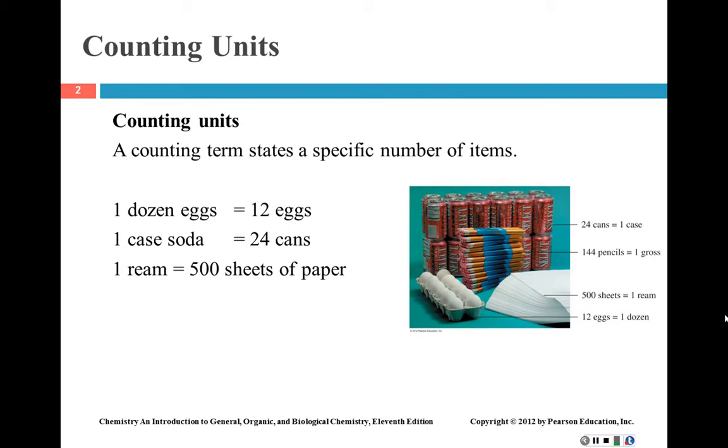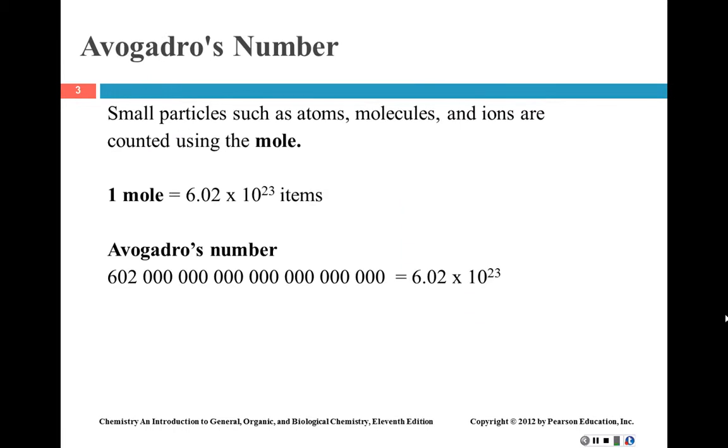And a gross is 12 times 12, or 144 of an item. So these things are equalities because I can state that amount, that counting unit, either way. And depending on who I'm talking to, you should know that those are equivalent, which is why we call them equalities.